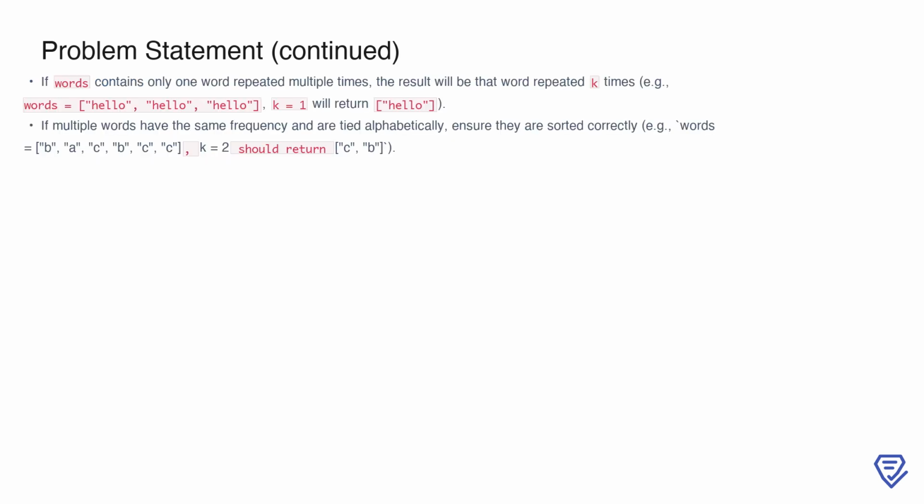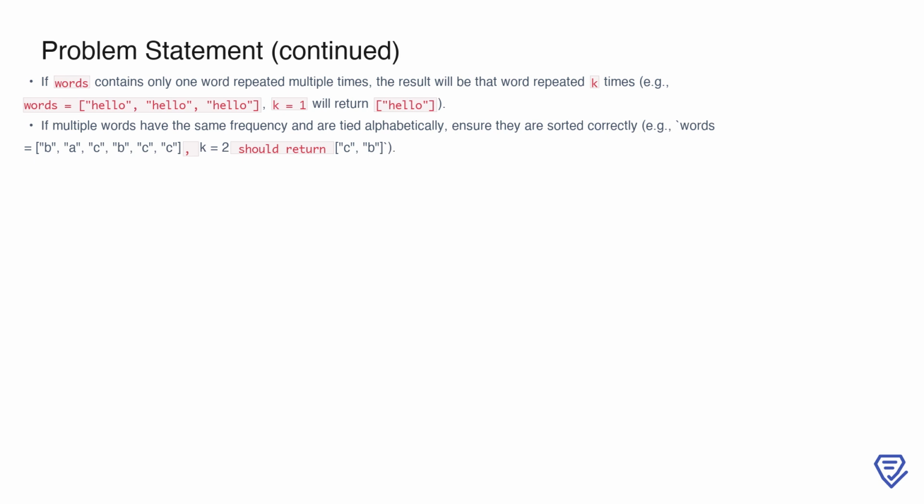Finally, let's examine some edge cases. If the array words contains a single word repeated multiple times, the result will simply be that word. For instance, if words equals ["hello", "hello", "hello"], and k equals 1, the output is ["hello"].